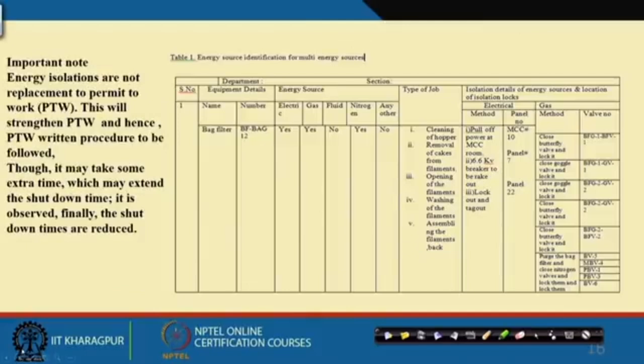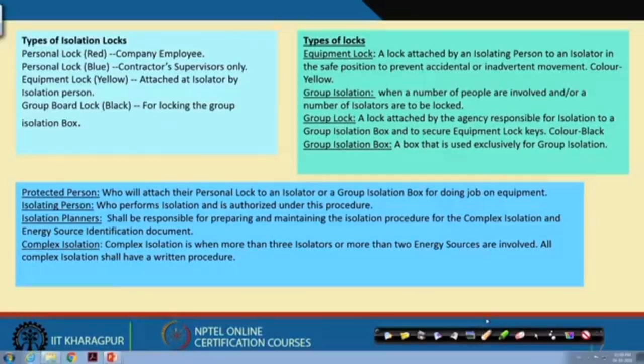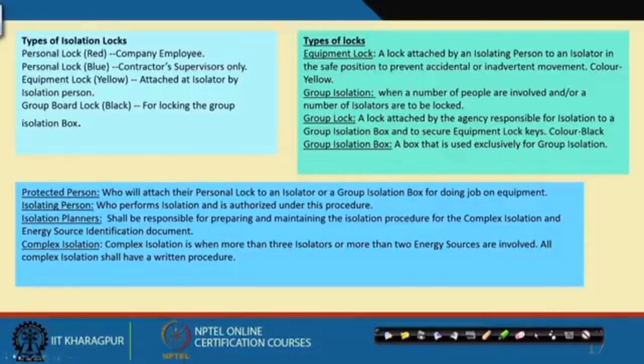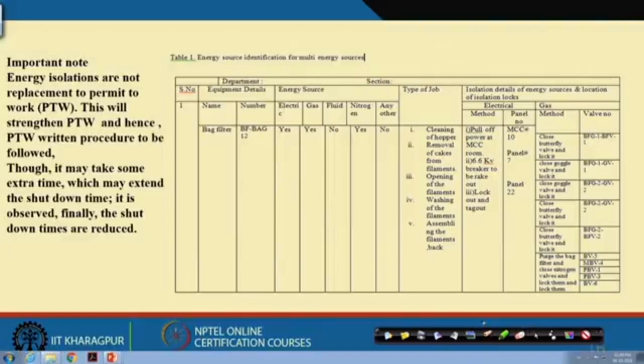So this is the energy isolation. What are the energies coming? What are the activities we have to do? What is the method we will do? And how are the locks provided? Different locks, different valves. If you close the butterfly valve... See, people go inside, cleaning up the hopper, removing the cakes, opening up, all these jobs. First, he has to do the electrical energy isolation, that is MCC 10, panel 7, panel 22, he will put locks here. For gas cleaning, close the butterfly valve, close the goggle valve, close all these valves, and then they will put the locks.